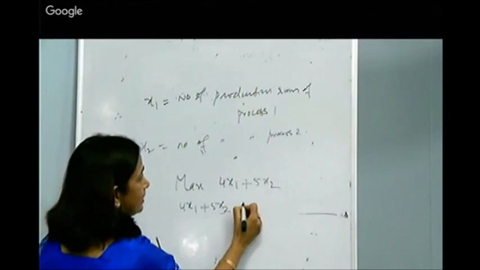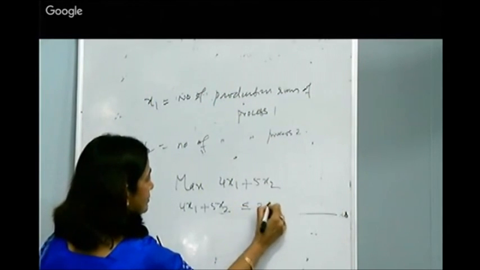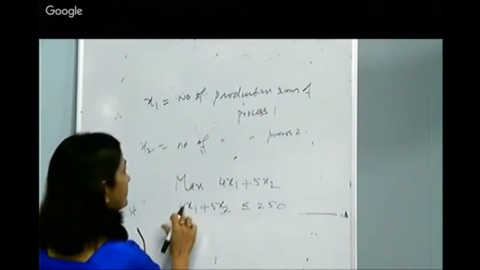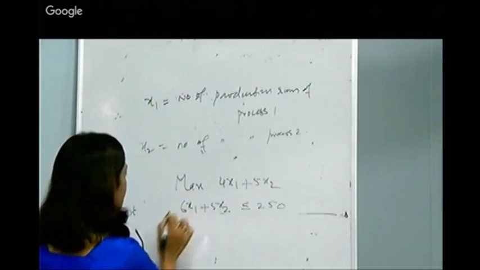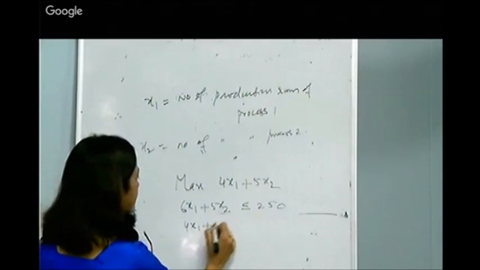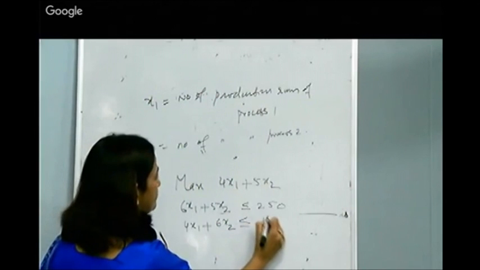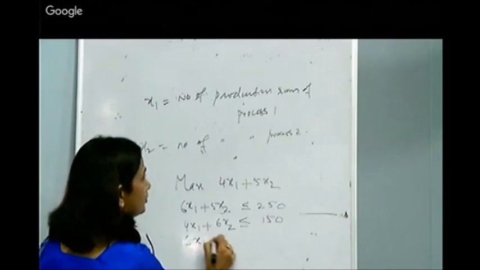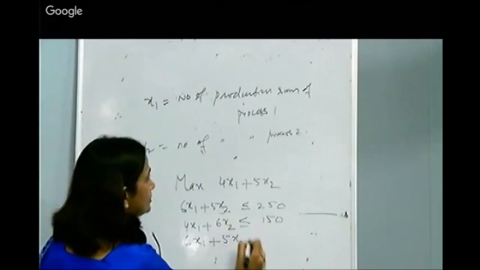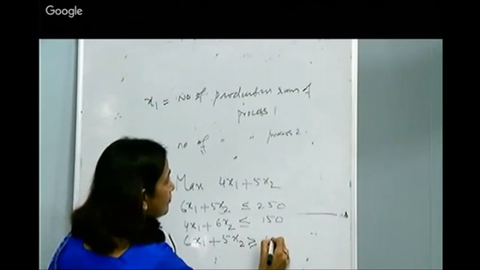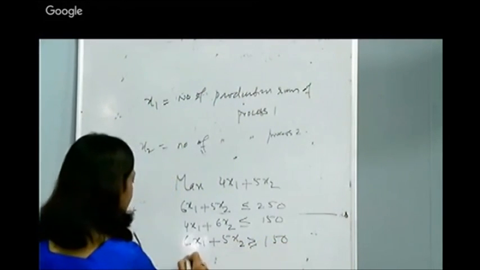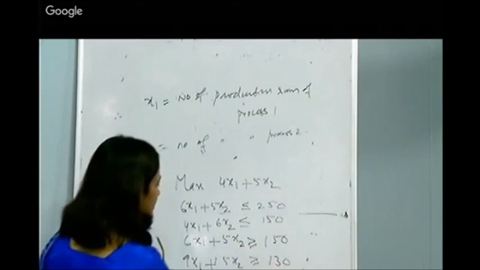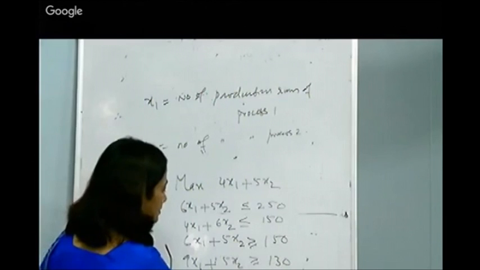Now the maximum amount available for crude A is 250. Then for crude B, sorry, I have written 4, this is 6 for crude A. Then 4x1 plus 6x2 should be at the most 150. And for gasoline, the minimum amount which should be produced, 5x2 should be at least 150, and 9x1 plus 5x2 should be at least 130, and x1 and x2 should be non-negative.